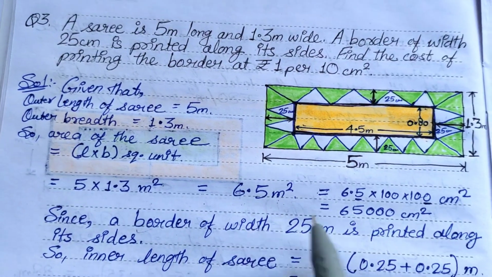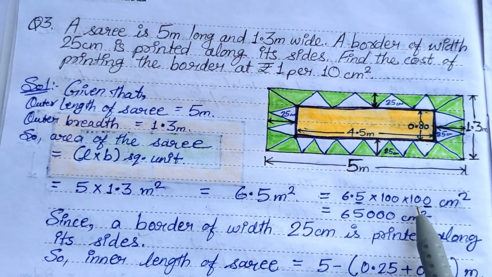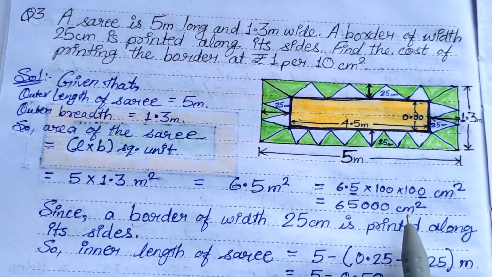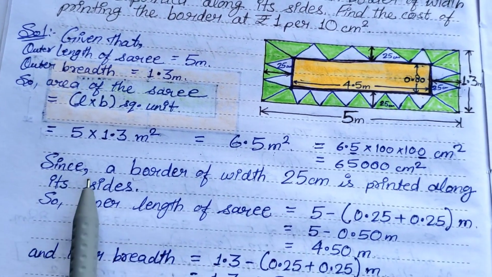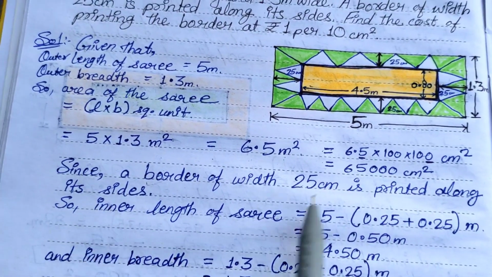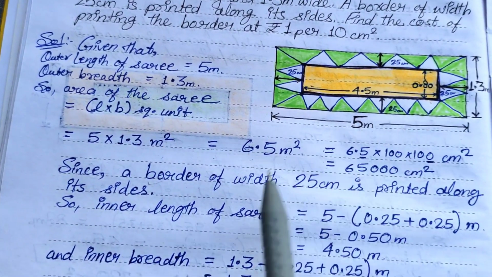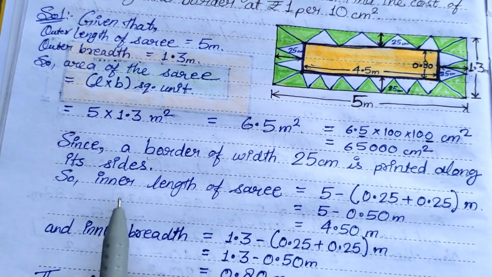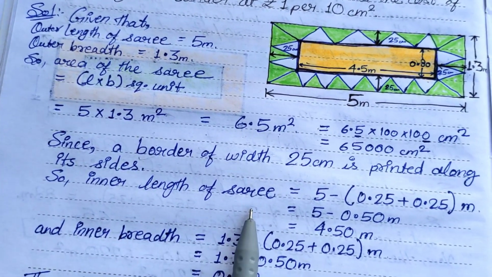Here we have 2 meter, so multiplying with 100 2 times, we have 65000 centimeter square, the total area of the sari. Since a border of width 25 centimeter is printed along its side, this is the border printed along its sides, having side 25 centimeter. So you have to find the inner length of the sari.